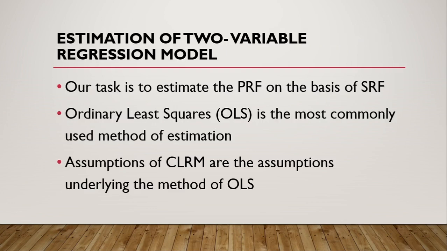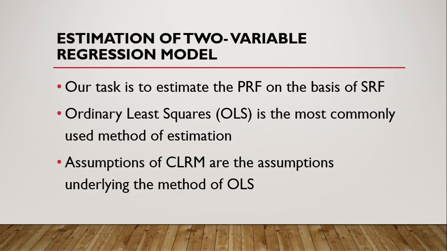Now let us examine the estimation of a two-variable regression model. We have already examined the important assumptions of a two-variable regression model. Now we are going to the estimation procedure, and as you know, our task is to estimate the population regression function on the basis of the sample regression function, and the ordinary least square method is one of the most commonly used methods of estimation. The ordinary least square method is popularly known as the OLS method.